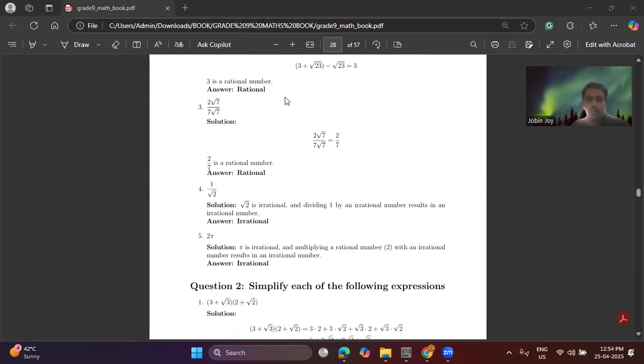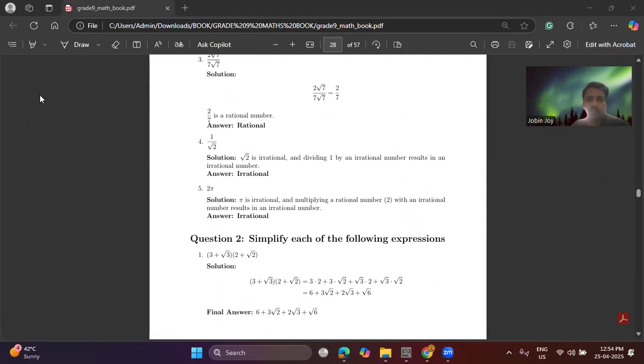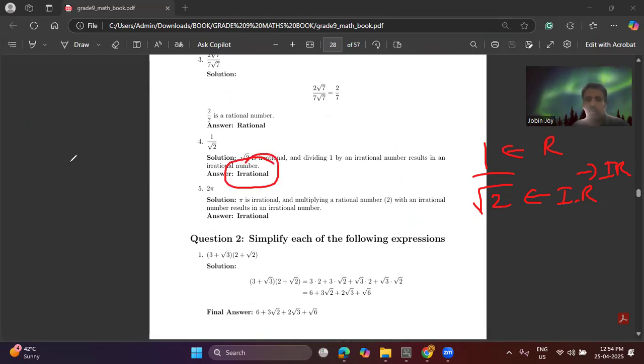Then 1 by root 2. Okay. What is this? 1 by root 2. This is rational and this is irrational. As I already told you, when you divide a rational by an irrational, the final answer will be irrational. So 1 by root 2 will be irrational.